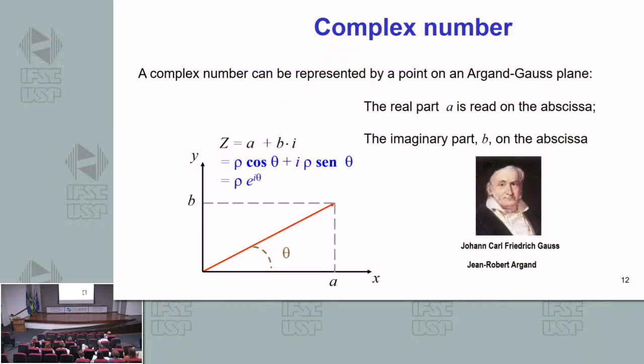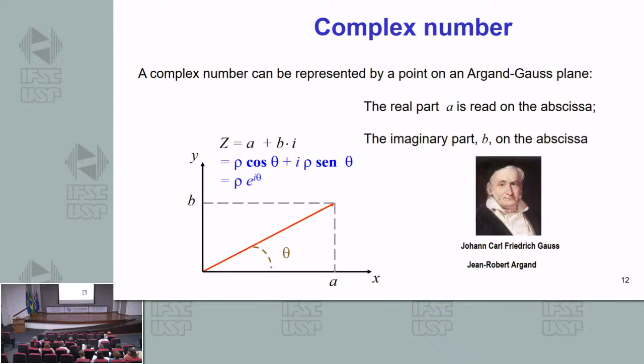What is a complex number? I believe all of you remember what complex numbers are. A complex number may be represented in more than one way. The easiest one is this Argand-Gauss plane. All real numbers may be complex numbers if the imaginary part is 0. So if the imaginary part is 0, Z would be equal to A.